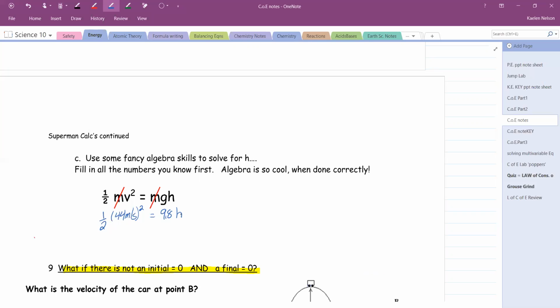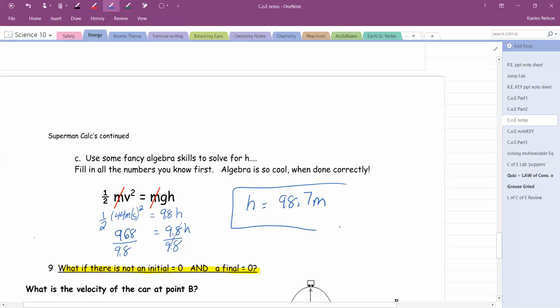Okay, the first part I'm going to do is square 44. So 44 squared divided by 2 on my calculator comes out to 968 equals 9.8h. Now I'm going to divide by 9.8. So divide it by itself to cancel, divide by 9.8 on the other side, and h is equal to 98.7 meters.